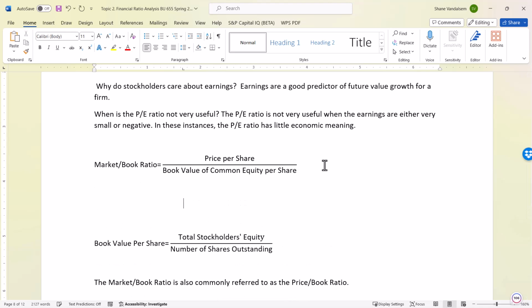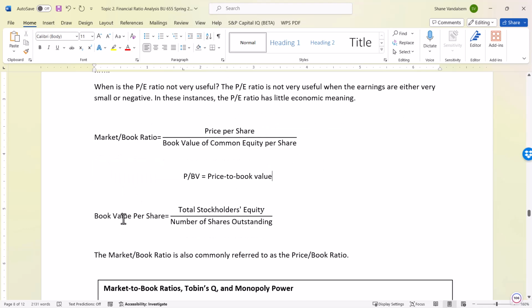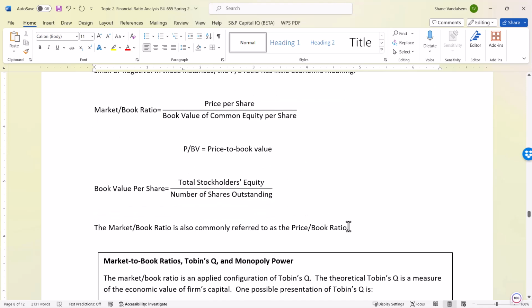You're also going to see this one, and I'm going to show it to you here in a minute, out on Capital IQ. You'll see P divided by BV, which is the price to book value. It's the same ratio, but you'll see market to book ratio out there as well, and that's a fairly common one to see. The book value per share is the total stockholders' equity divided by the number of shares outstanding, and which I mentioned down here, it's also commonly referred to as the price to book ratio.